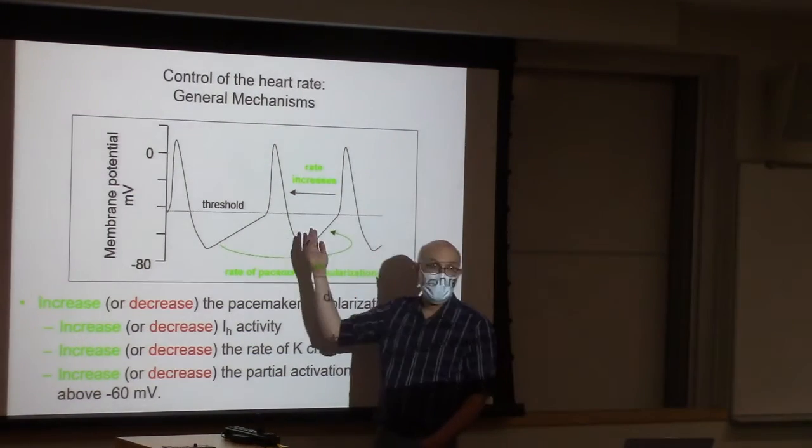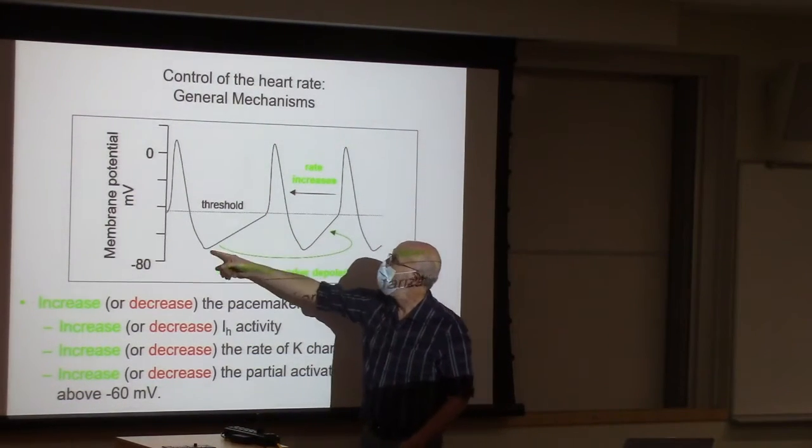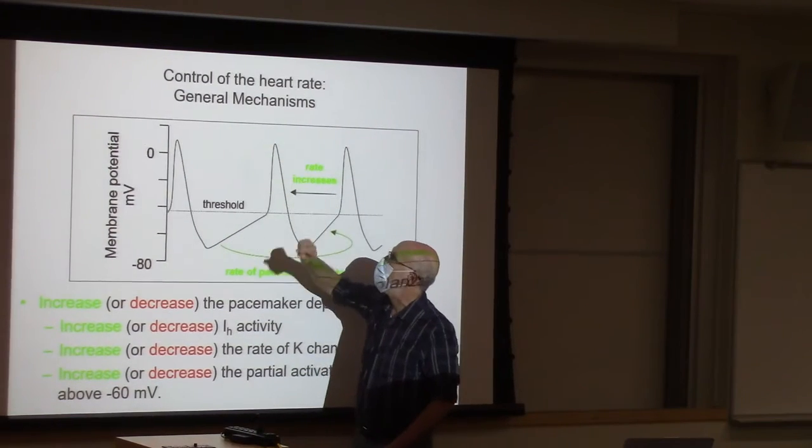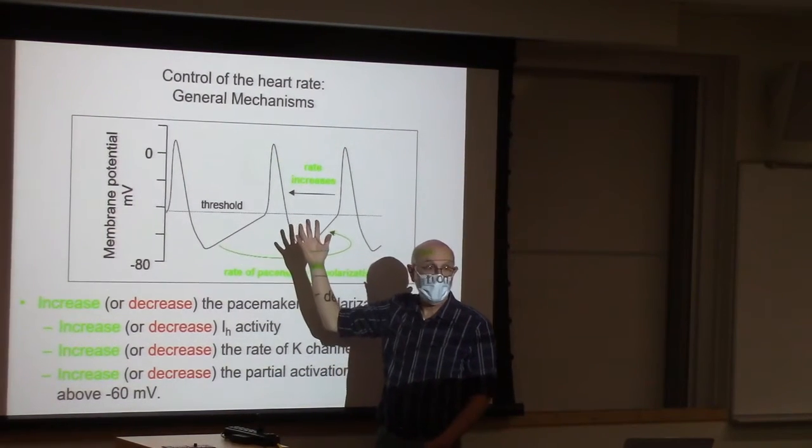So here's a cartoon of a pacemaker cell. Slow depolarization reaches threshold, fires an action potential by the mechanisms you now know about.